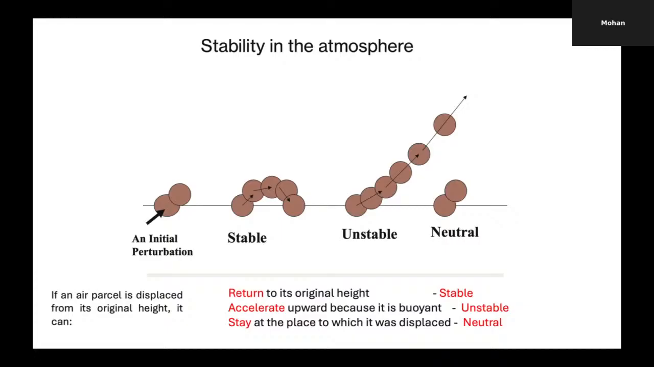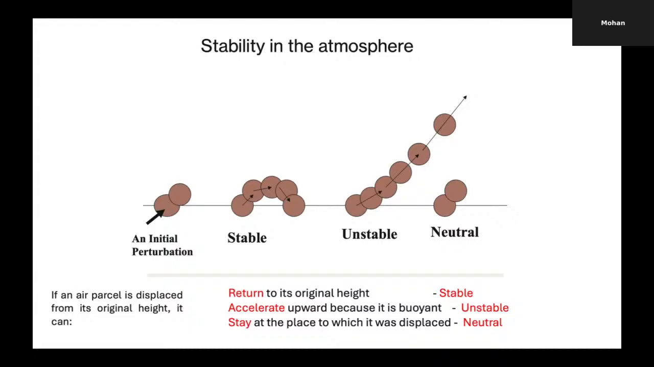If you visualize the parcel as a circle, in the first graph this is the steady state. Then this is the initial perturbation. When you give the initial perturbation to the parcel, and it goes and comes back to its normal position, like in the second graph, that is called stable. Once the energy of the initial perturbation is over, it comes back to its normal position, that is the stable condition.